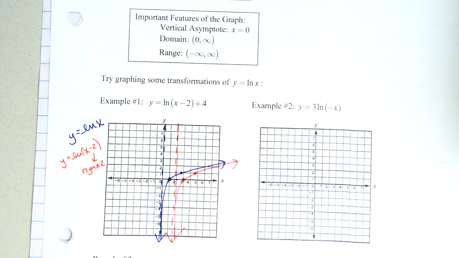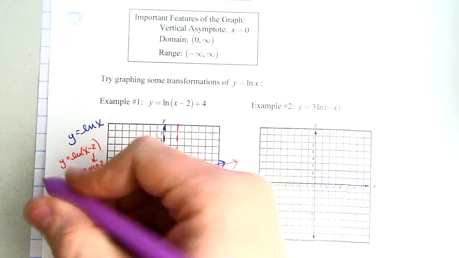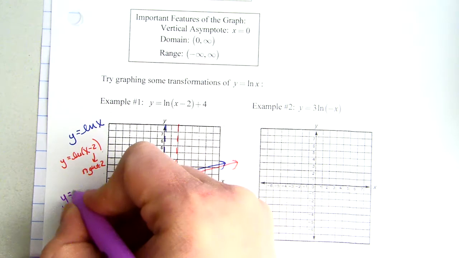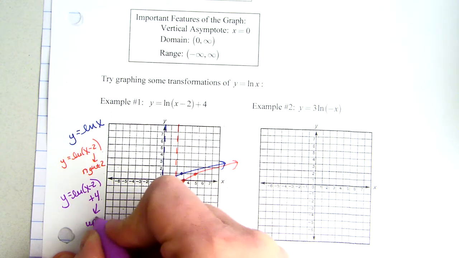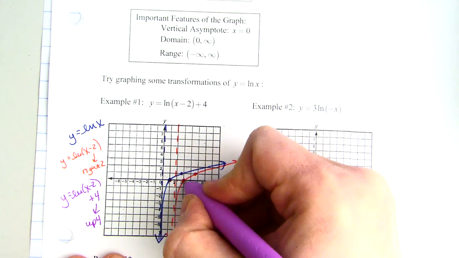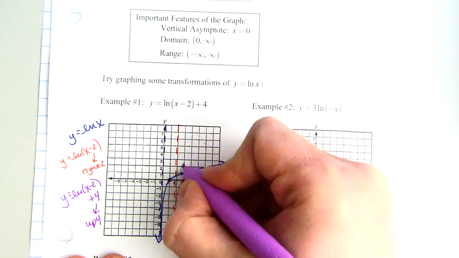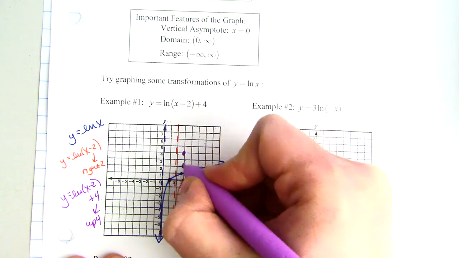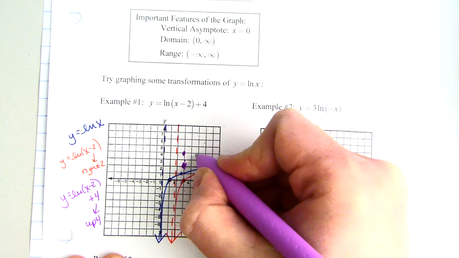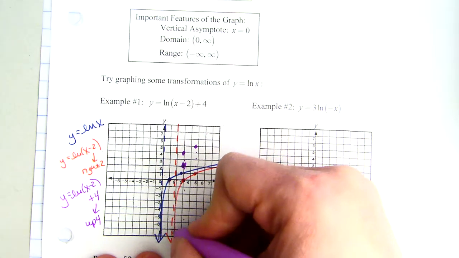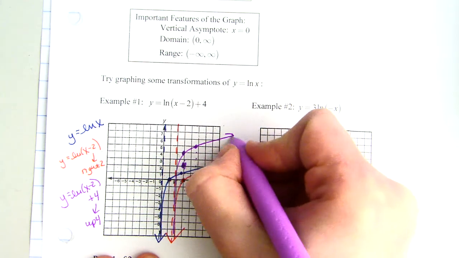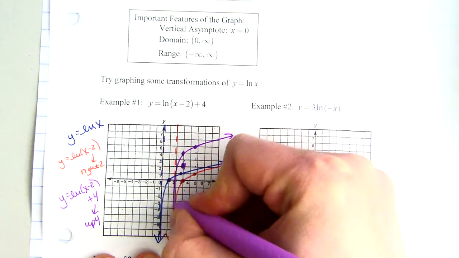Then I need to deal with the plus 4. What's the plus 4 going to do to the graph? Plus 4 is going to move it up 4 spaces. Y equals the natural log of x minus 2 plus 4. We're going to go up 4. This point over here will go up 1, 2. No, it won't. I don't know why I said that. It'll go up 1, 2, 3, 4. This point's going to go up 1, 2, 3, 4. The vertical asymptote, moving it up 4, nothing's changing. Your graph is going to look like the light purple.